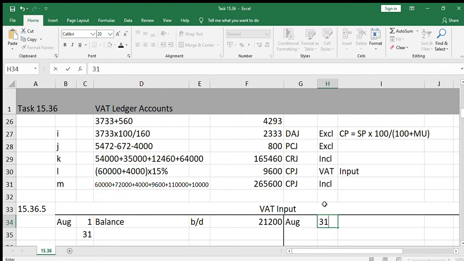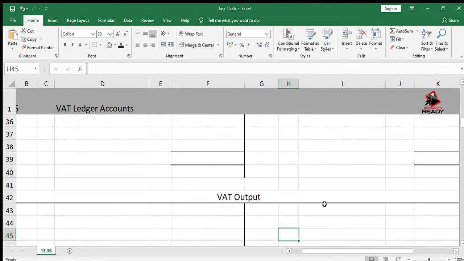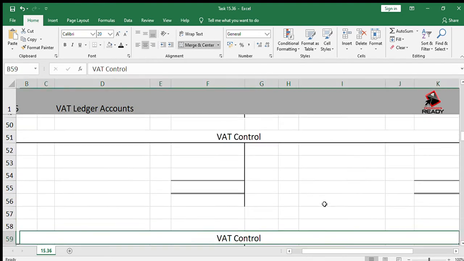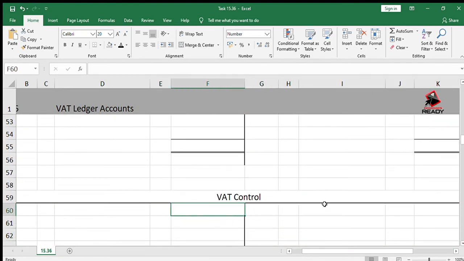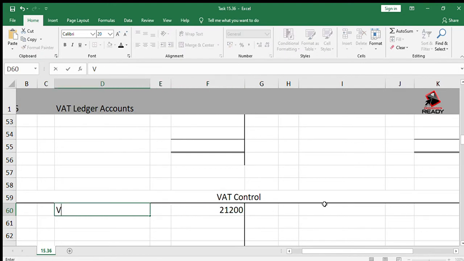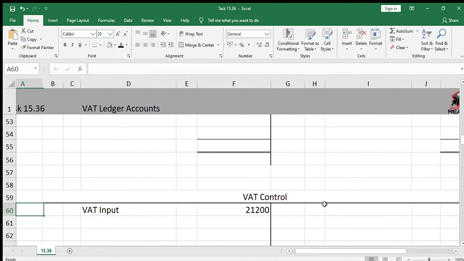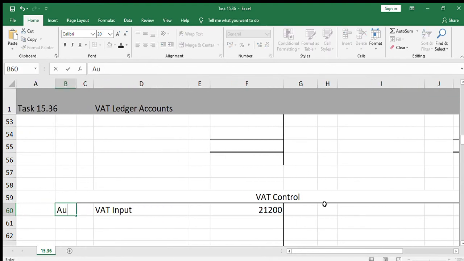Okay, now if you're only doing the VAT control account, not doing separate accounts, I'm going to show it to you right at the bottom. If you're only doing the VAT control account, we would just put this on the debit side, 21,200. I would say that this is VAT input. The details are not something you really have to worry about because it's just a calculation.